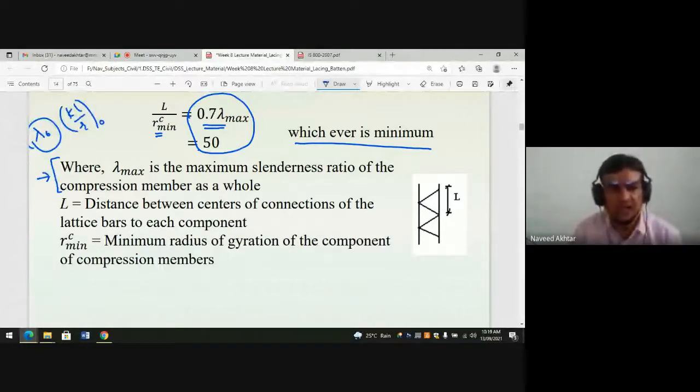That is the lambda max value. Okay? That is the lambda.